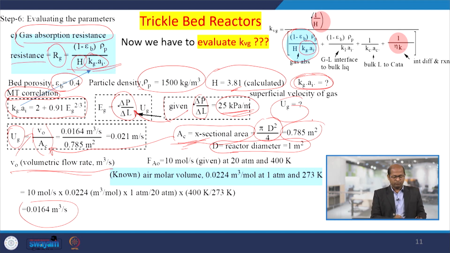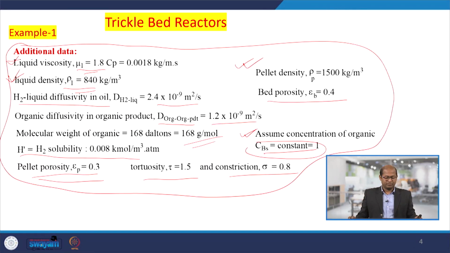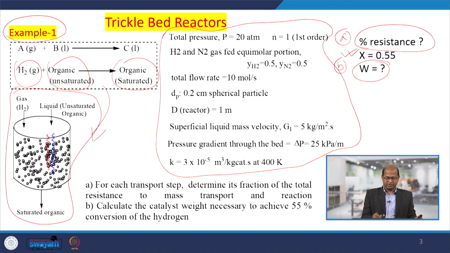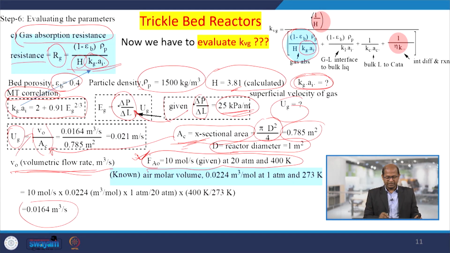Okay. And how to find the volumetric flow rate? The molar flow rate of component A is given at 20 atm and 400 kelvins. The F naught value is given in the problem. If you see, the total flow rate is given as 10 mole per second, and the reaction was conducted at 400 Kelvin, it is given in the problem. So, now the molar flow rate is given at 20 atm and 400 kelvins.